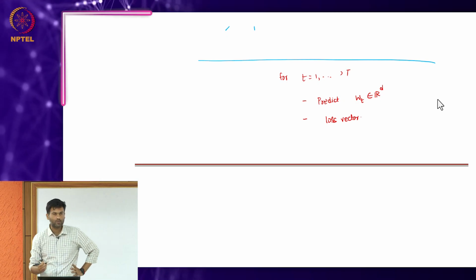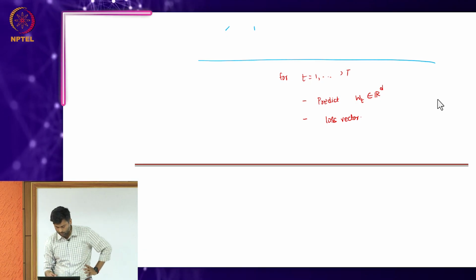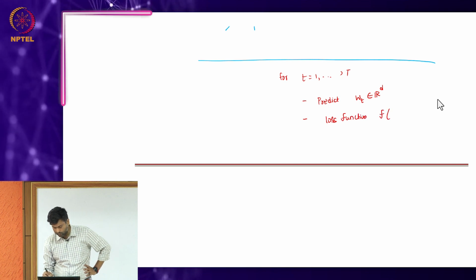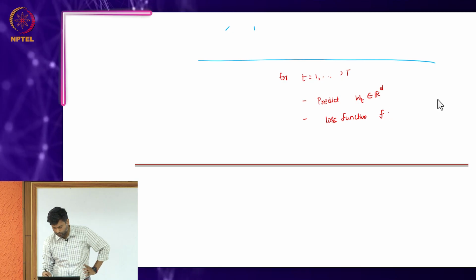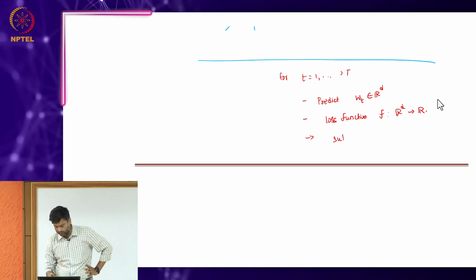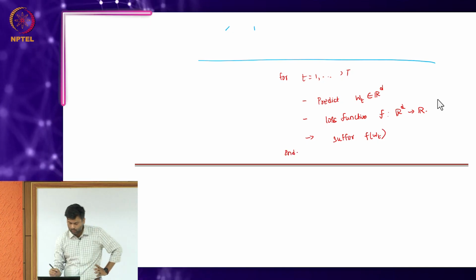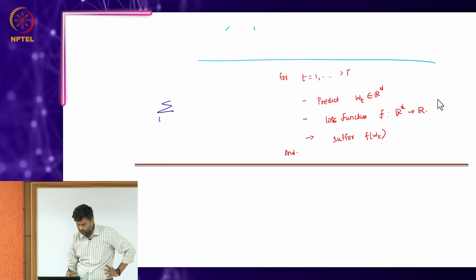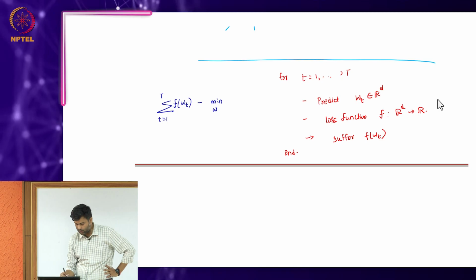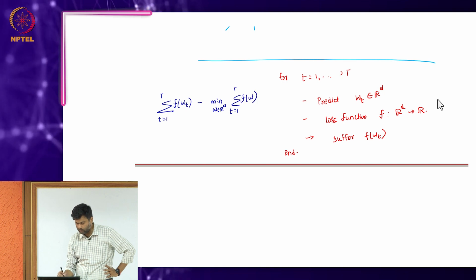So in this case, instead of a loss vector, I will receive a loss function, which is some function f which maps R^d to R, and now I suffer f of WT. This is the machine learning connection. So what I want the regret to be is the sum over t equals 1 to T of f of WT, minus the minimum over W in R^d of the sum over t equals 1 to T of f of W, right.